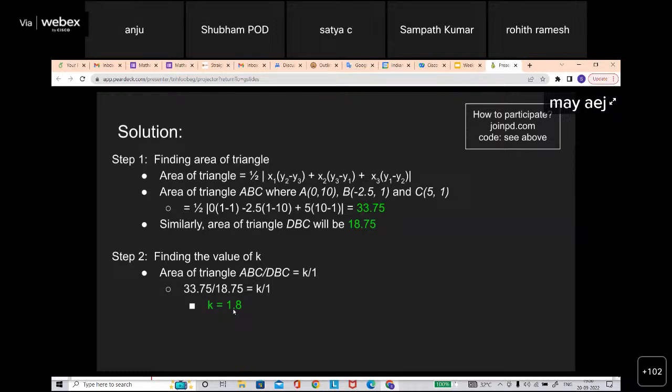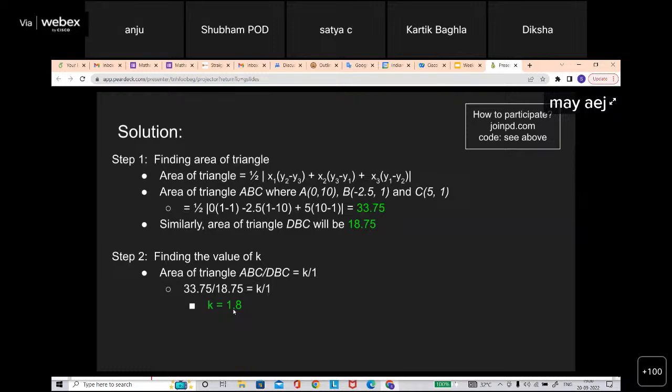Sir, with half into base into height, the answer is coming 1.67. Yes, sir, even mine is coming 1.67. No, still the answer will be the same. It is coming to 9 by 5. Sir, I've checked, yeah, it's 9 by 5. So still the answer is correct using the height and base. So please check your calculation again.